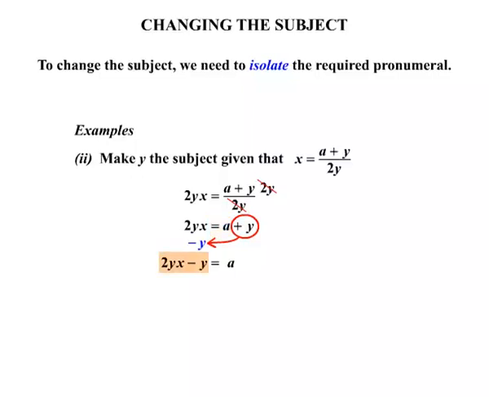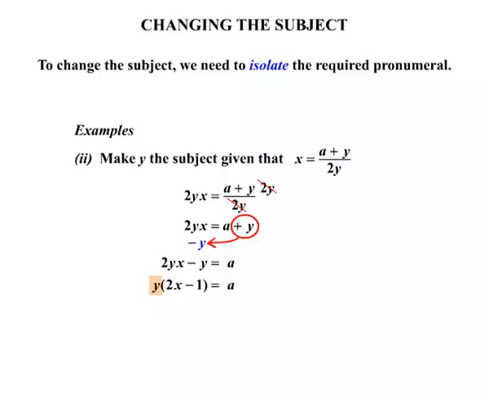Now we can factorize. We're going to see that y is common to both terms. So we're going to take the y out. Y, and then when we factorize that, inside the brackets we get 2x minus 1. Right? If you haven't done factorization for a while, you might need to have a bit of a think how we did that. Now it equals a there on the right hand side.